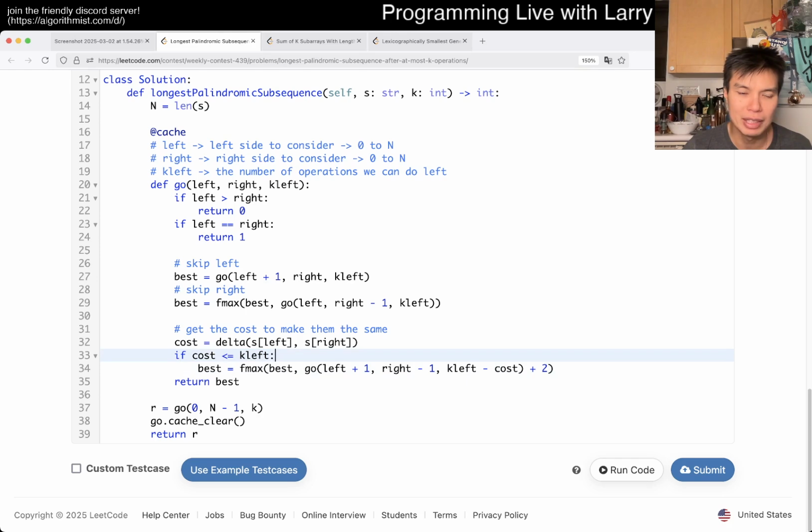If this is the cost, if we have the money to spend, or whatever the K to spend, then we just calculate it, adding a +2 because you remove 2 characters. That you match 2 characters in a palindrome, and that's it.